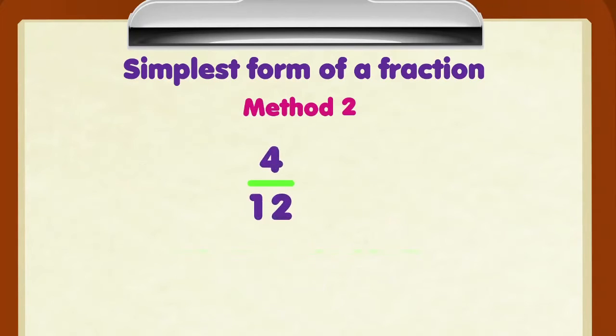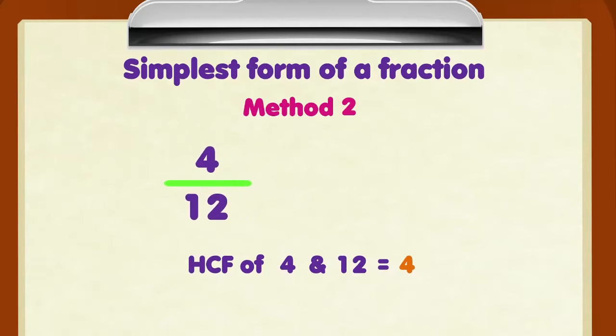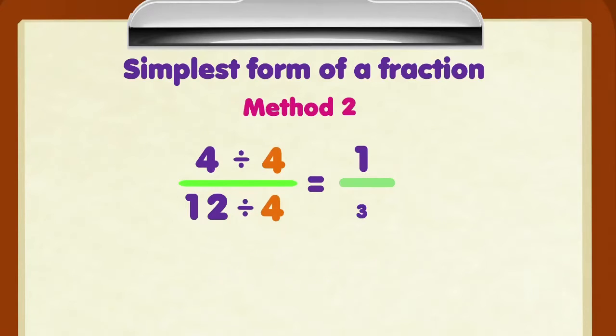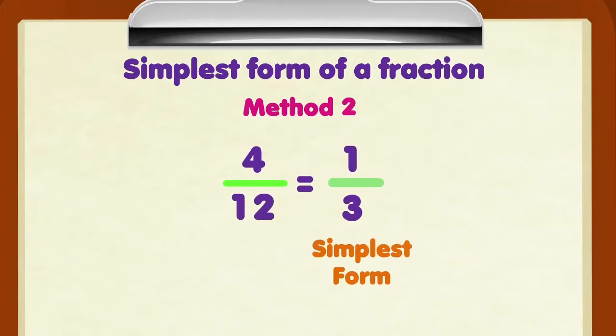Let us take the fraction 4 upon 12 as an example. Here, the HCF of 4 and 12 is 4. So, we divide the numerator and the denominator of the fraction by 4. 4 divided by 4 is equal to 1, and 12 divided by 4 is equal to 3. Hence, we get 1 upon 3. Thus, 1 upon 3 is the simplest form of 4 upon 12.